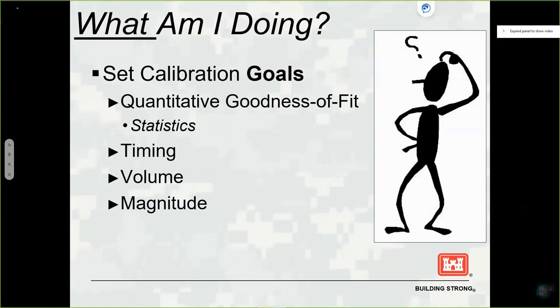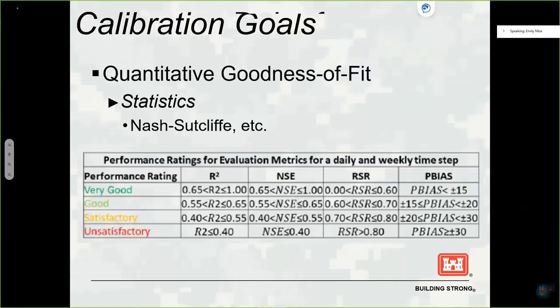So first of all, what the heck am I doing? It's really helpful when you're preparing to calibrate a model to set goals. Some of the calibration goals you might set would include a quantitative goodness of fit using some of the statistics that Tom talked about. Other goals would include how important it is to your model and the objective of your project to capture the timing, the volume, and the magnitude of the calibration event. We've got some examples of goals in the next few slides, but these goals can definitely vary depending on the purpose of your project.